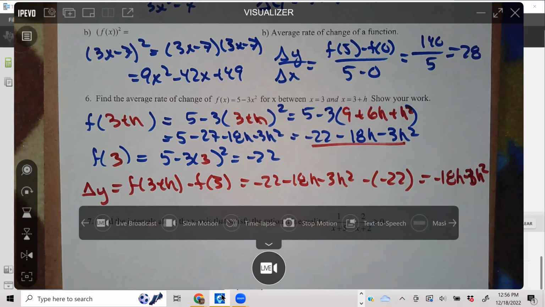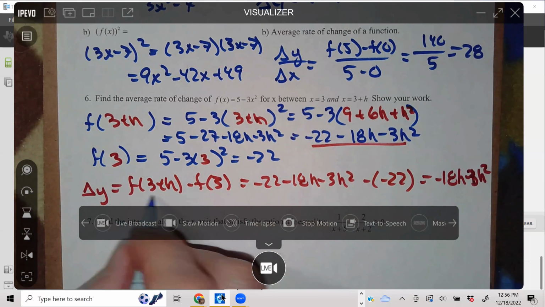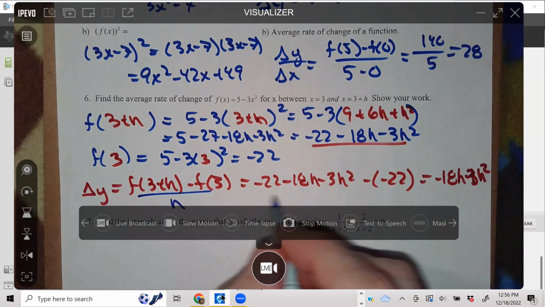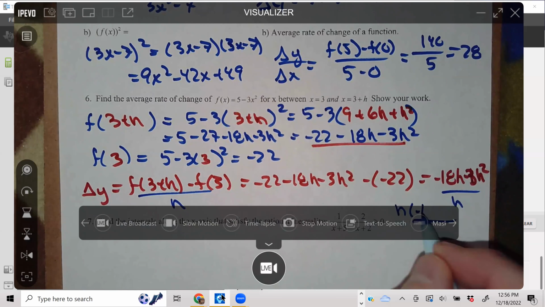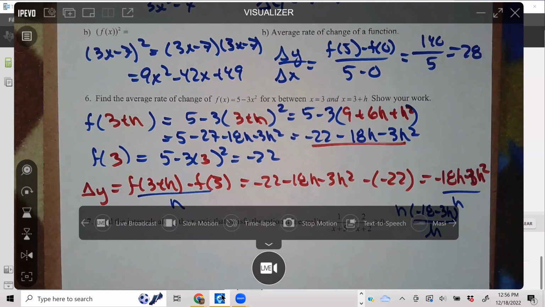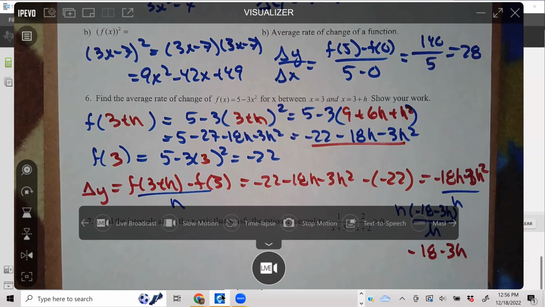There's one last thing to do, and that's divide this by h. So if I divide that by h, I can factor out the h. It's going to be h times negative 18 minus 3h over h. The h's cancel, and we get negative 18 minus 3h. And that's your answer. Yay. So good on us for that one.